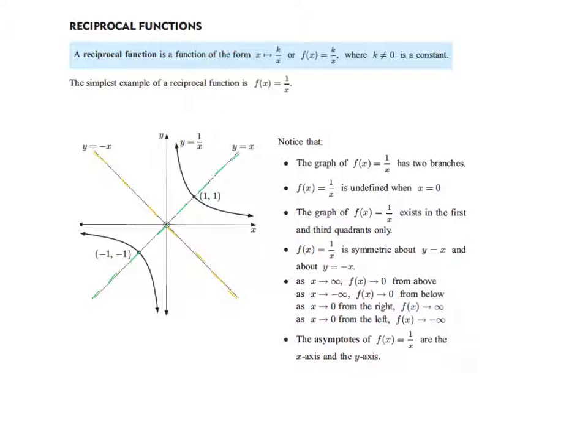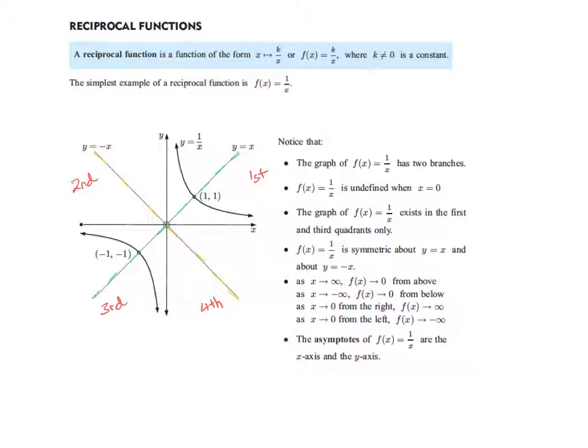The graph of y equals f(x) equals 1 on x has two branches, as you can see. f(x) equals 1 on x is undefined when x is 0, because that's also when the denominator equals 0. The graph exists in the first and third quadrants only. So remember, this is the first quadrant and this is the third quadrant. And this is the second, which is not where the function is, and this is the fourth, which is not where the function is.